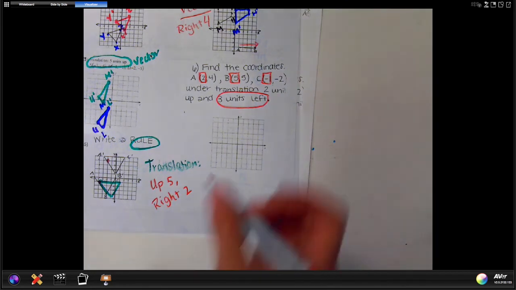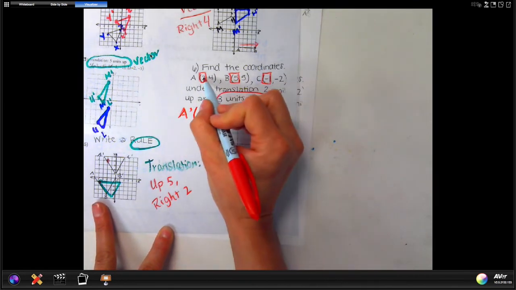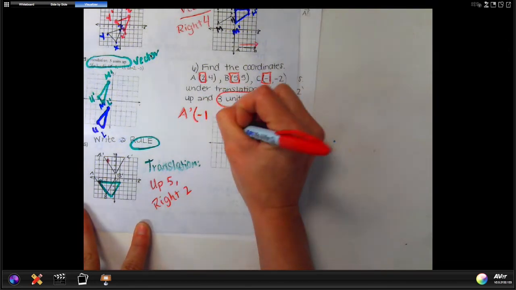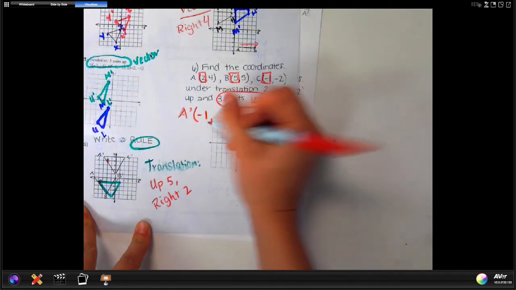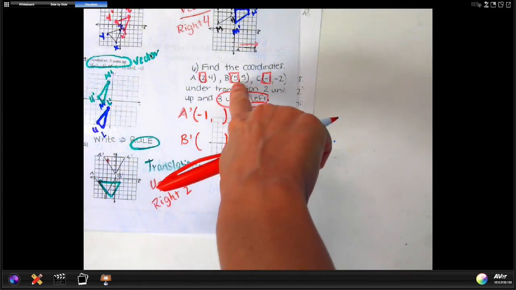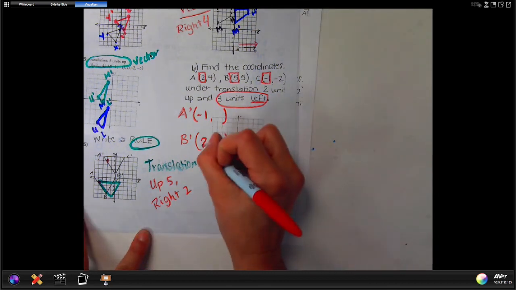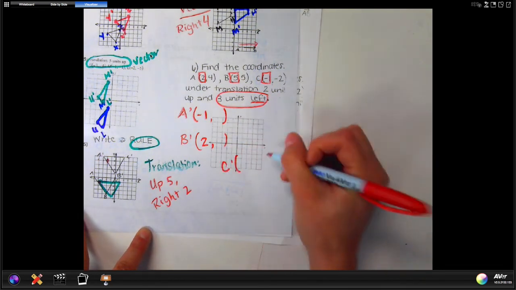So without using the actual grid itself, A prime, I would subtract, left meaning subtract, 3 from 2. So 2 minus 3 gives me what? Go ahead. -1. So I know A prime is going to have -1 as my first coordinate. Now let's do B prime. What am I going to do with my 5 then? Subtract 3 still, again. 5 minus 3 is what? It's 2. Okay? And then C prime, -1.